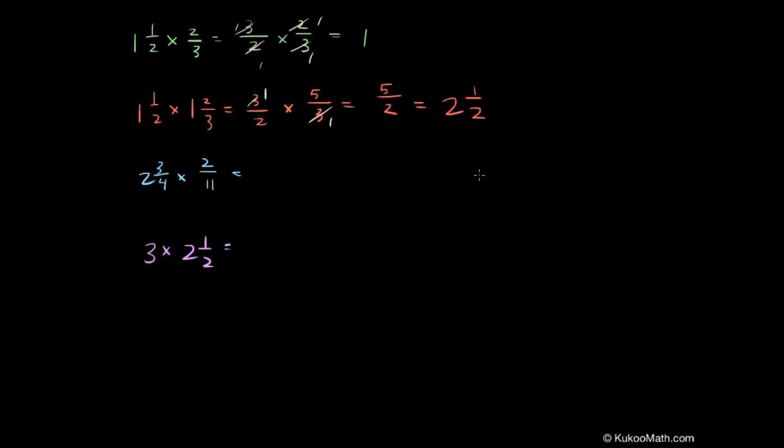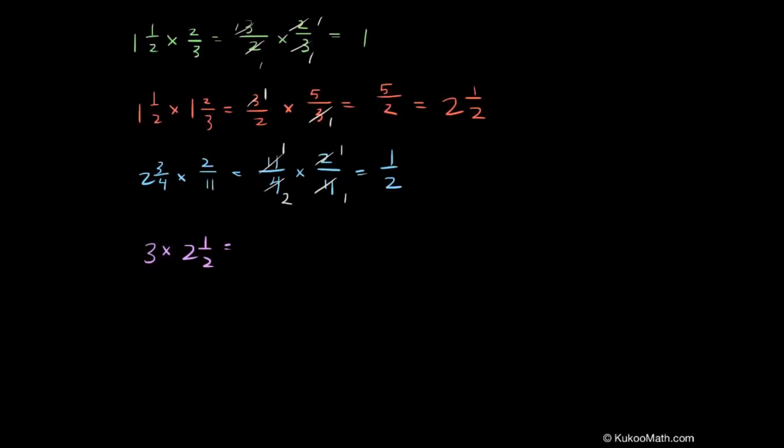Now let's look at our next problem. 2 3/4 times 2/11. Let's convert the first mixed fraction into an improper fraction. 4 times 2 is 8 plus 3 is 11. So it's going to be 11 over 4 times 2 over 11. Now let's simplify. We can cross out this. This becomes 1 and this becomes 2 if we divide both of these by 2. And now we have 11 and 11, which if we divide by itself, we get 1 for both. Now we can multiply across and we just get 1/2 because 1 times 1 and then 2 times 1.